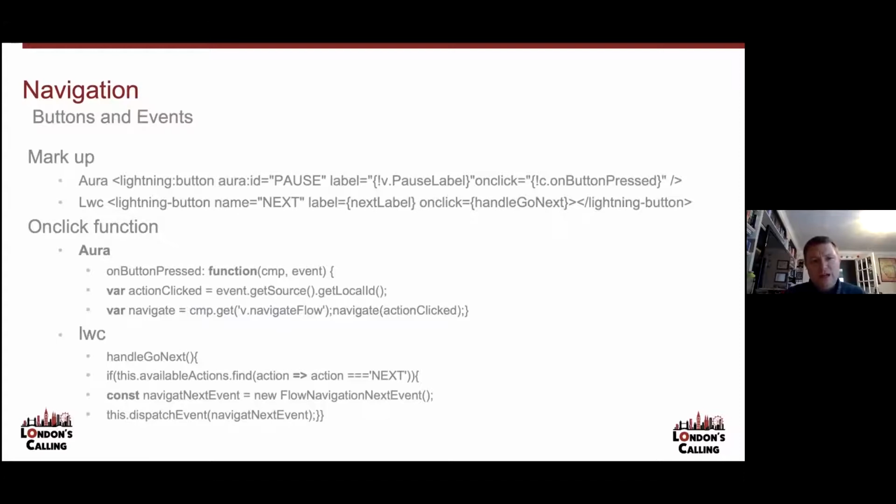For our buttons and events, obviously we have some differences in how the markup is put together. The Aura component has an aura:id, which is used in the onclick function, whereas the Lightning Web component doesn't necessarily need to have the name referencing the action that we're going to fire, unless of course you want to handle it in the second example that we showed, where we were passing the event into the function.